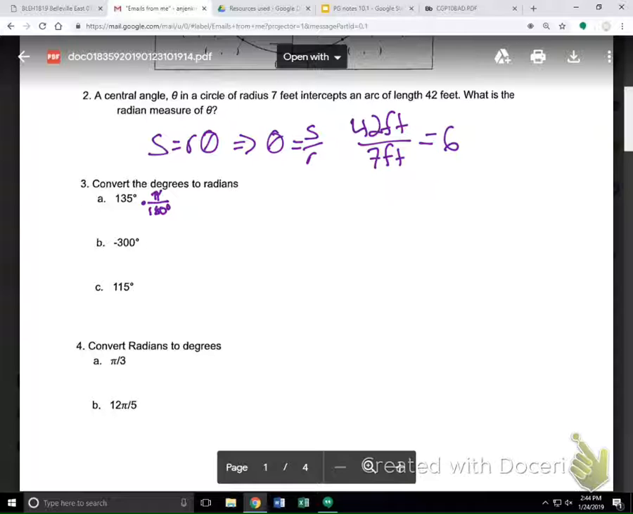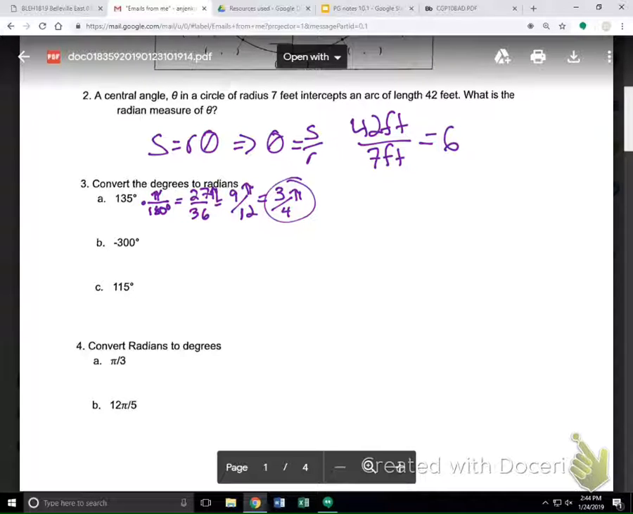Okay, so when we do this, what goes into 135 and 180? 5. So how many times does 5 go into them? Into 135, I think 27. So we end up with 27 over 36, which reduces to 9 over 12, which reduces to 3 over 4. I dropped a pi during it, so we just keep that with it. And so we have 3 over 4 pi radians.